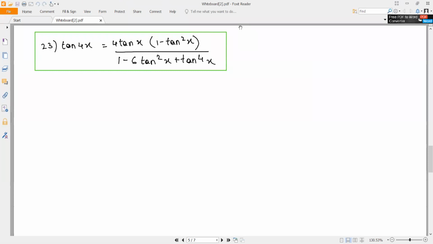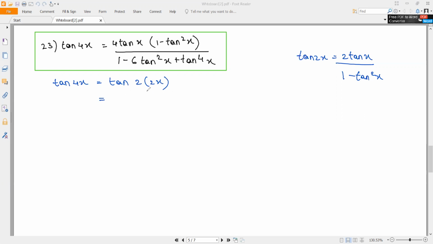Okay, tan 4x is equal to 4 tan x (1 minus tan square x) upon the denominator. Now, what can we do with tan 4x? Tan 4x can be represented as tan of 2 times 2x. We have the formula for tan 2x, right? Tan 2x is equal to 2 tan x upon 1 minus tan square x. This we know.